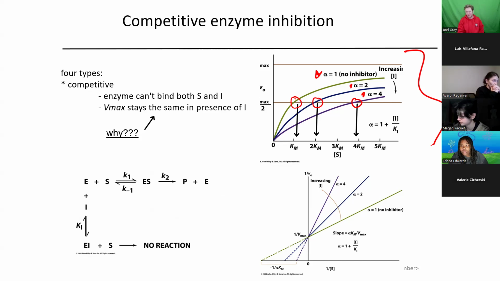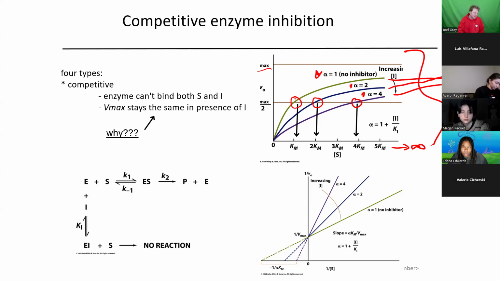But then whenever I look at this, I also see my maximum velocity, and none of these lines actually achieve the maximum velocity. Truth be told, as these go on into infinity, all three of these lines will eventually reach the exact same place. The reason for that is our maximum velocity is not impacted in the presence of a competitive inhibitor. Only our Km is impacted by a competitive inhibitor.